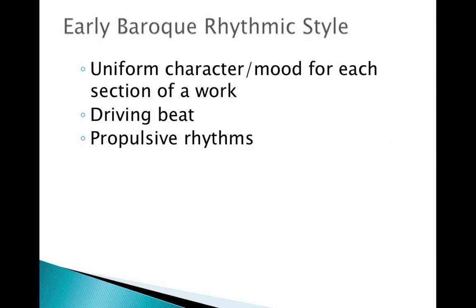The rhythmic style: there's a uniform character or mood for each section of a work. So a suite, S-U-I-T-E, like was mentioned earlier, might have six or seven or eight different parts. Each part has a character or mood, and often a different tempo, a different meter, and so there's a lot of contrast with the rhythmic style. But we keep one uniform character or mood for each section.